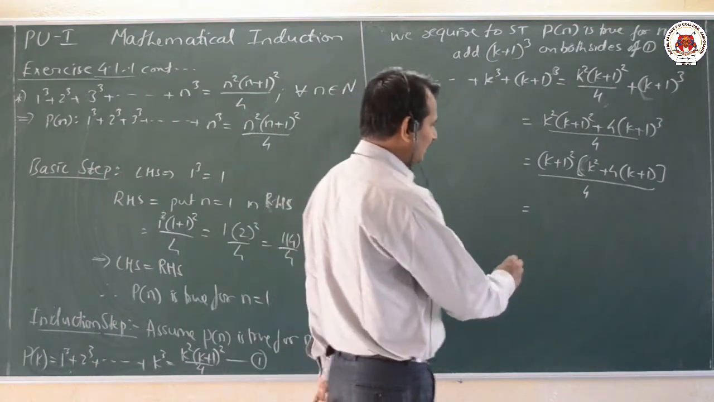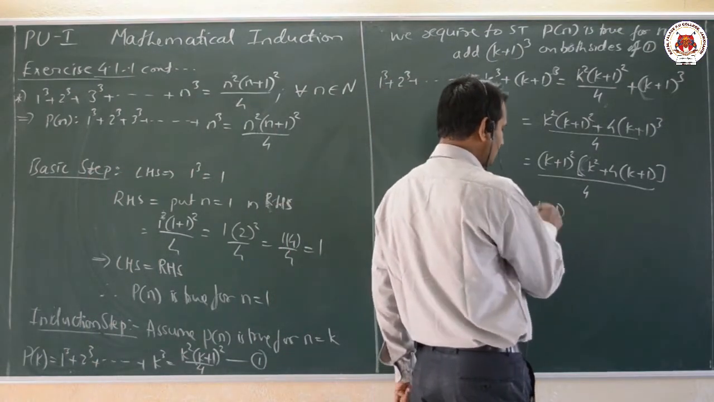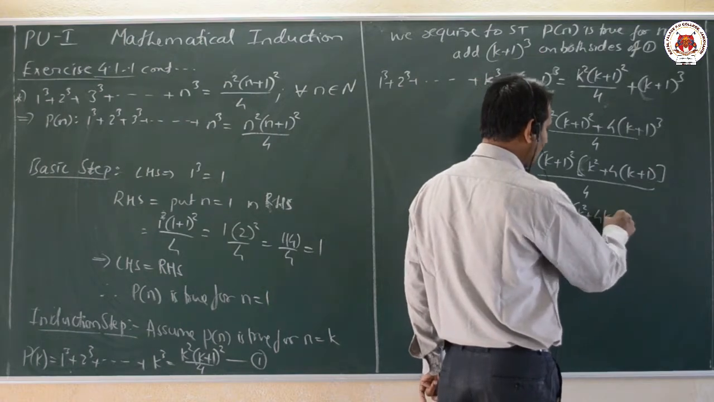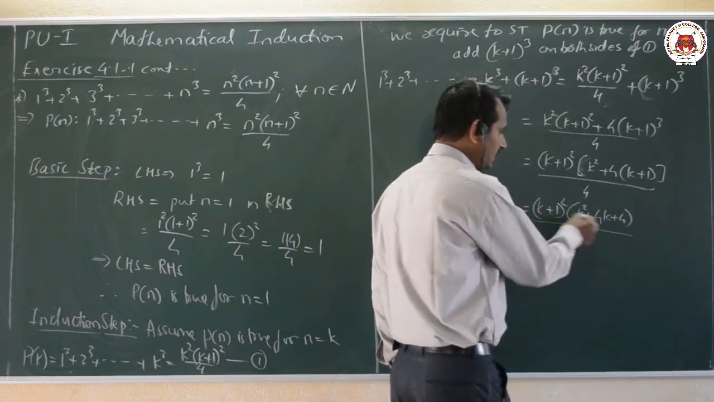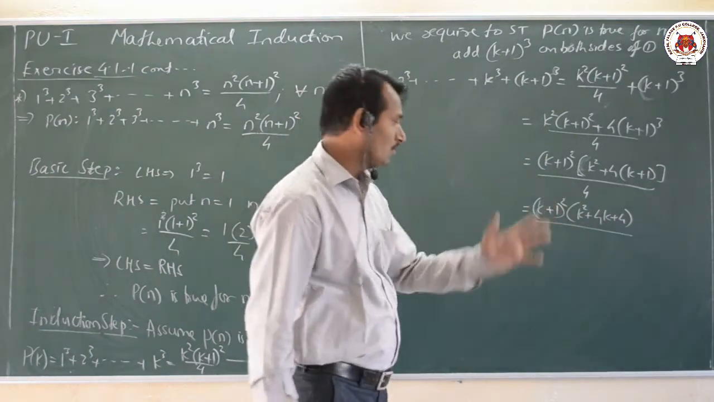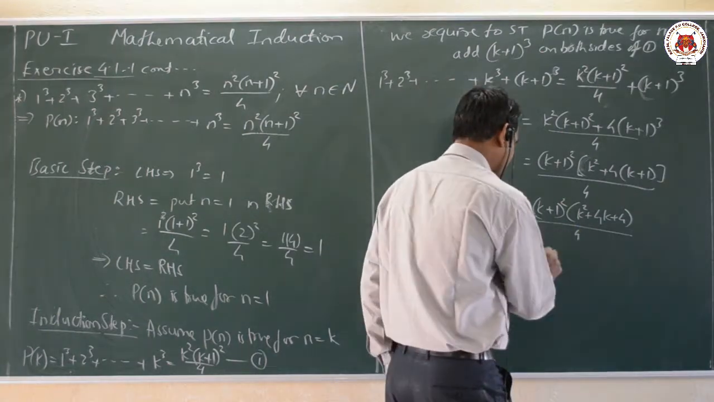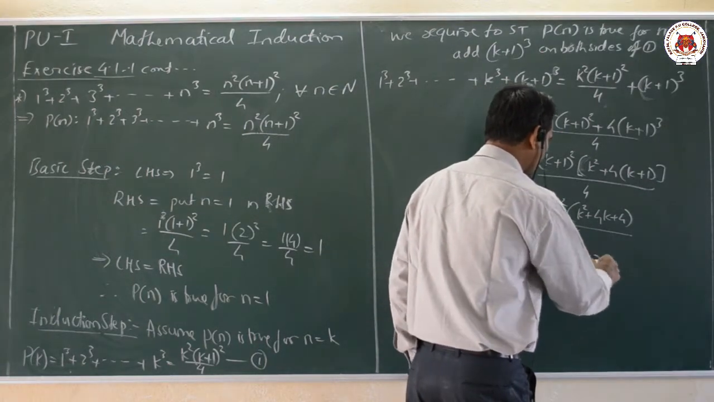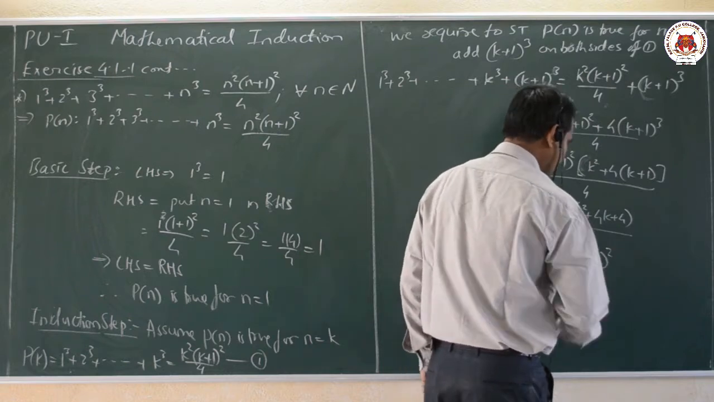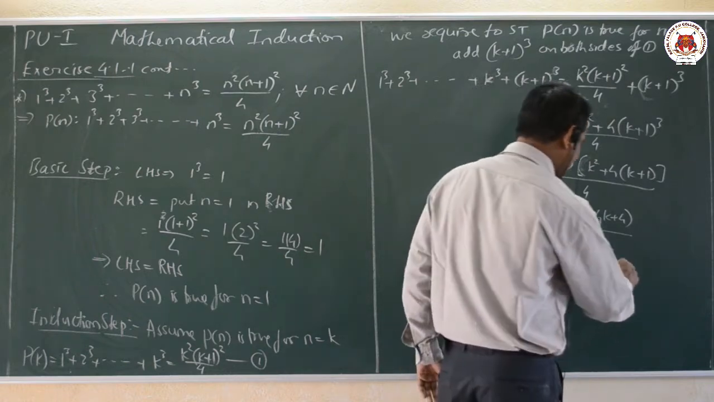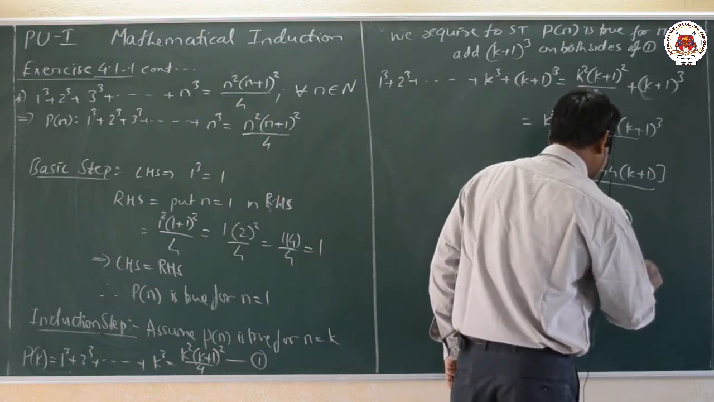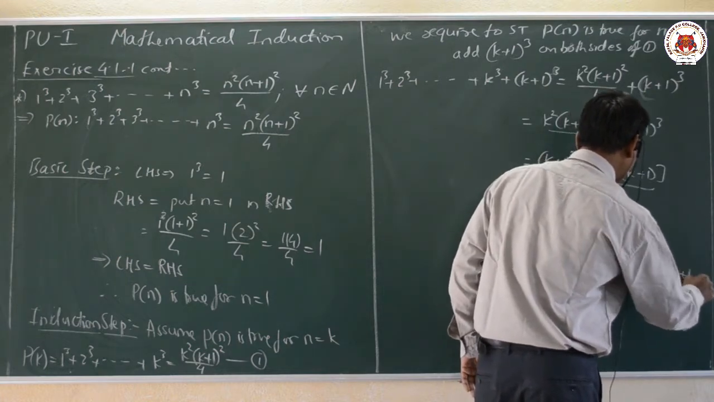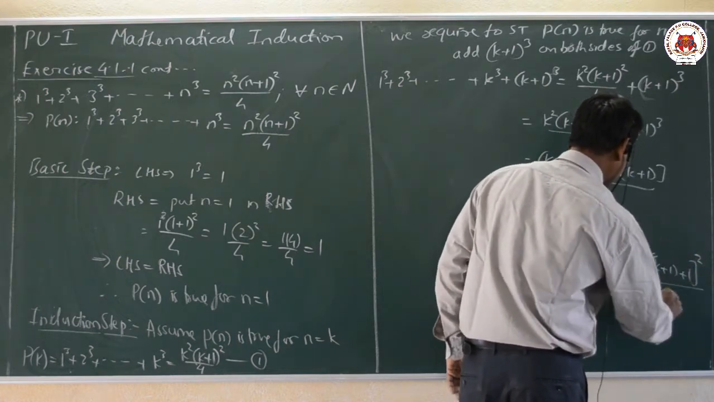Now here similarly we can have (k+1)² into (k² + 4k + 4), that in turn is nothing but (k+2)², dear students. So I can write (k+1)² (k+2)² divided by 4. So this term I can write as (k+1)² into [(k+1) + 1]² divided by 4.